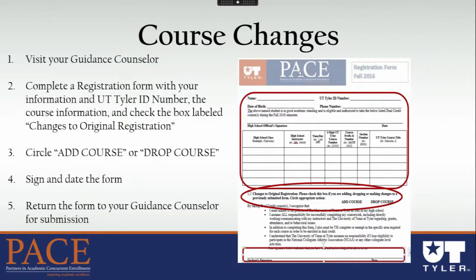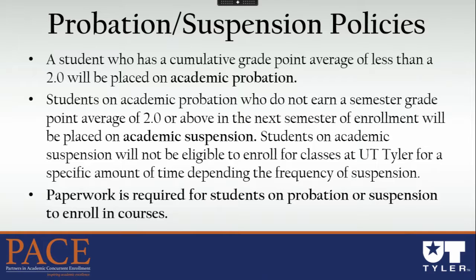In order to drop or withdraw from a course, please visit your guidance counselor and indicate which course you want to drop. You will need to complete a registration form with your information and UT Tyler ID number, the course information, and check the box labeled Changes to Original Registration. You will circle Drop Course and then sign and date the form. Then you'll return the form to your guidance counselor for submission, or you can email it to pace@uttyler.edu.